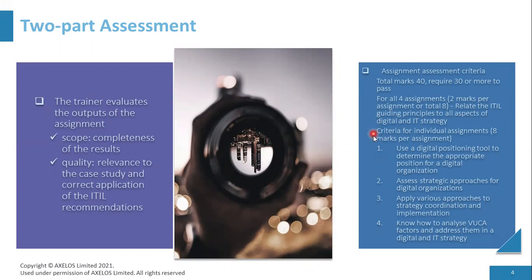Criteria for individual assignments. Here we have 8 marks per assignment. The first assignment is about using a digital positioning tool to determine the appropriate position for a digital organization. This would carry 8 marks, plus the 2 marks for the principles. The second assignment would carry 8 marks for assessing strategic approaches for digital organization and 2 marks for the principles. Assignment 3 is about applying various approaches to strategy coordination and implementation, and again 2 marks for the principles.